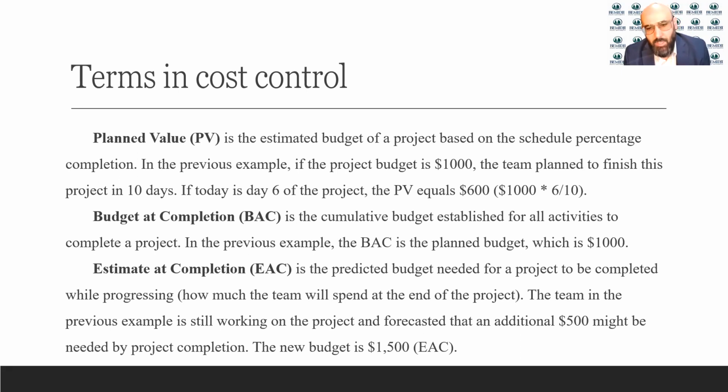Again, the EAC, or the estimate at completion, is how much the team will spend at the end of the project. So the team in the previous example is still working on the project and forecasted an additional $500 might be needed to finish this project. So the new budget, or what we call the EAC, would be 1,000, that's the original budget, plus the $500 that we need to ask to finish that project. So the total would be $1,500 for the EAC.